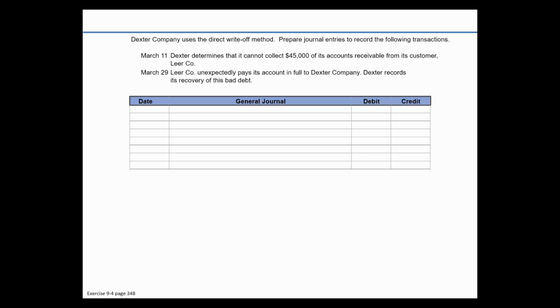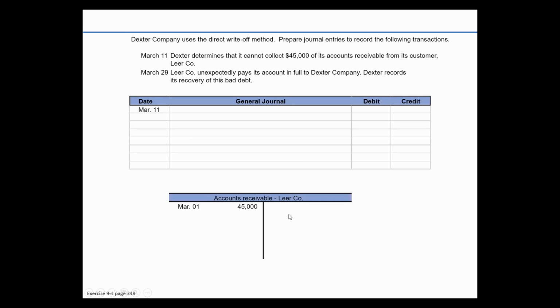So on March the 11th, Dexter determines that it cannot collect $45,000 for its account receivable from its customer Lear Company. And on March the 29th, Lear unexpectedly pays its account in full to Dexter, and Dexter has to record the recovery of this bad debt. So there's a couple things here. First of all, we'll record how we write it off. Again, this is called the direct write-off method.